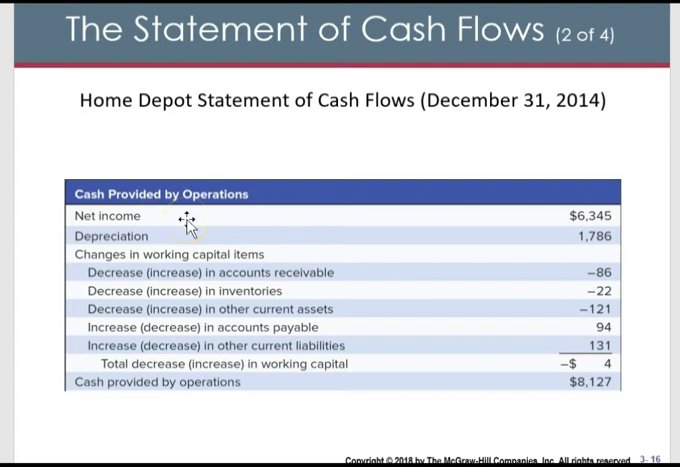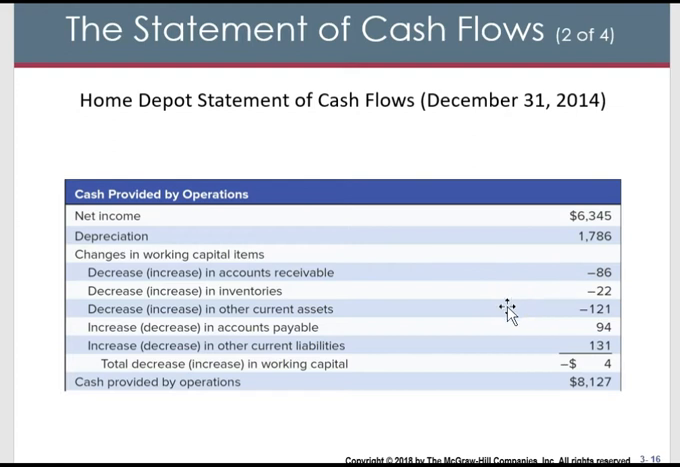Now, net income here, we're going to take from the income statement. Turn back to the income statement. You see we have 6,345. Of course, that's in millions. We're going to add back in depreciation here since it's a non-cash outflow. Then we have increases and decreases here. Of course, accounts receivable. An increase in accounts receivable means sales were made, but cash was not collected. So that's why we're taking a negative 86. Inventories here.